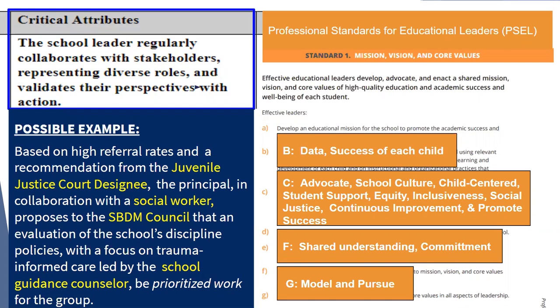Data was used to ground this example. There was a high percentage rate of referrals to the Department of Juvenile Justice, and that resulted in repeated collaboration between the stakeholder and school leader. The stakeholder provided feedback about the need to evaluate the school's discipline policies with a focus on the best practice principles of trauma-informed care. As well, this example includes an additional layer of stakeholder support by involving the school's guidance counselor and a social worker.